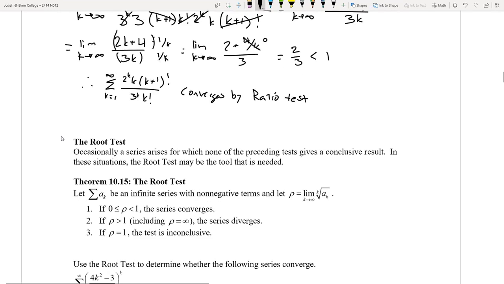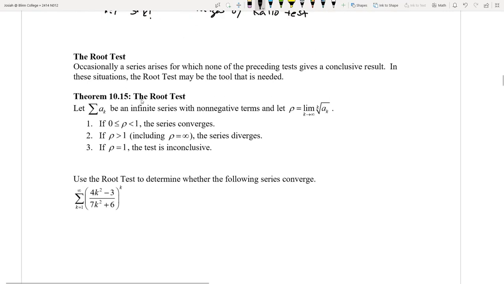So now we'll move on to another test, a very similar test to the ratio test: the root test. It says occasionally a series arises for which none of the preceding tests give a conclusive result. In these situations, the root test may be the tool that is needed. It's going to be a very similar kind of concept to the ratio test. We're going to start with our infinite series, non-negative terms. Instead of r, we're going to use rho, the Greek letter rho. And what we're going to do is take the kth root of our kth term and let k go to infinity.